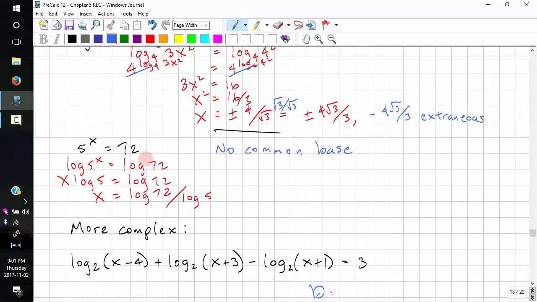And we need to take the log because there's no common base. And on the test, leave the answer in this form if it's algebraic. Round only when asked to.